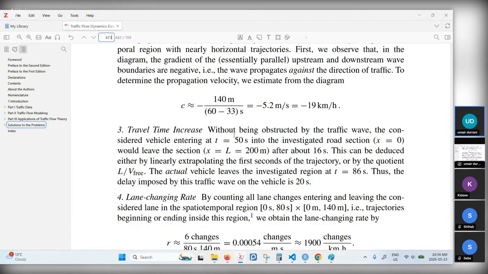So I estimated that to be 83. They have 16 seconds. I have about 20 seconds. Here they say thus the delay imposed by this traffic wave on the vehicle is 20 seconds. So yeah, it's roughly the same. 20 seconds, 21 seconds.